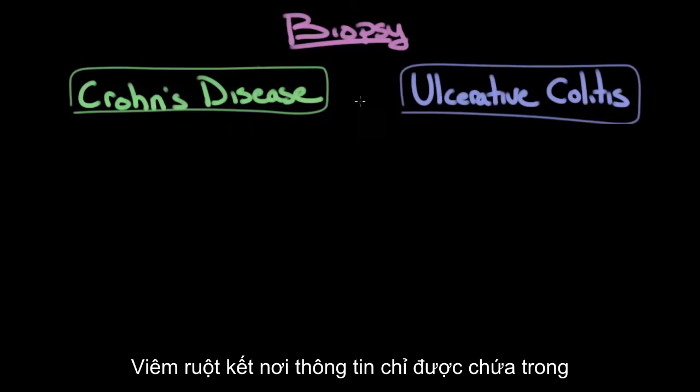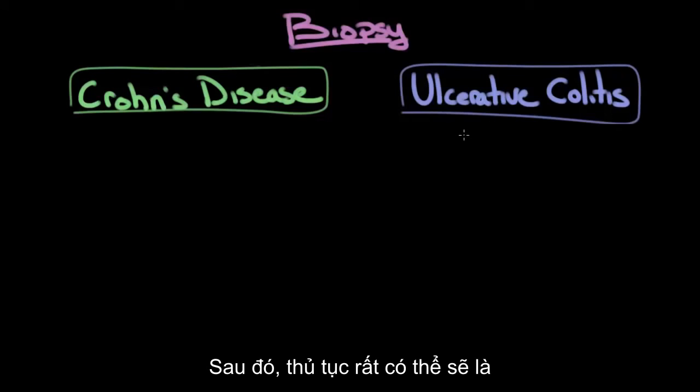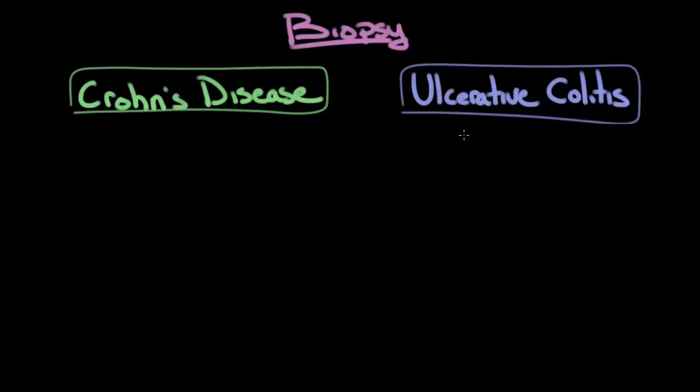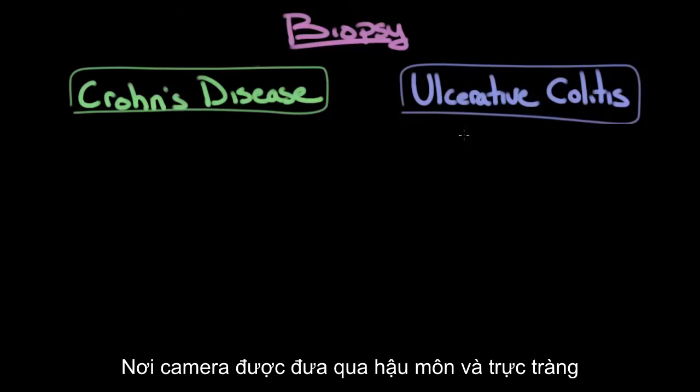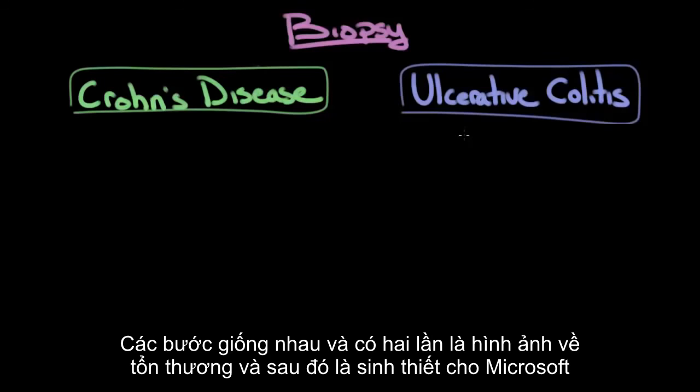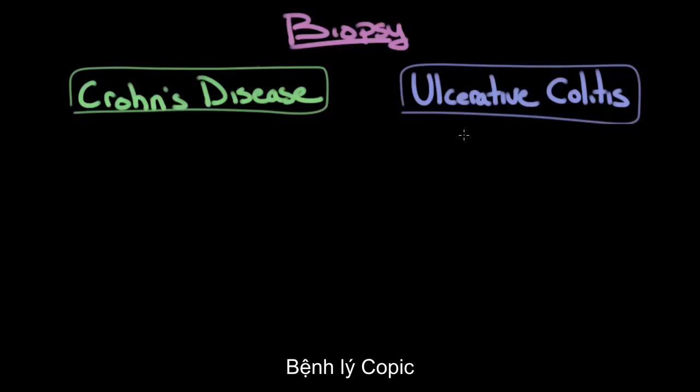Whereas in ulcerative colitis, where the inflammation is contained only in the colon, the procedure is most likely going to be a sigmoidoscopy or a colonoscopy, where a camera is inserted through the anus and rectum to obtain a biopsy. But regardless of the type of procedure, the steps are the same, and it's twofold. There's the visualization of the lesion and then the biopsy for microscopic pathology.